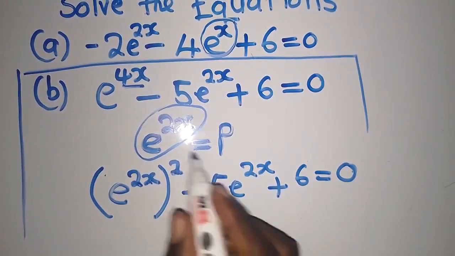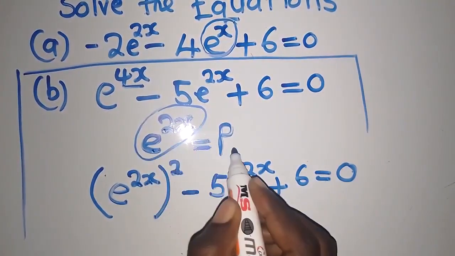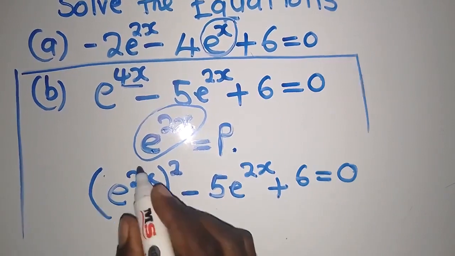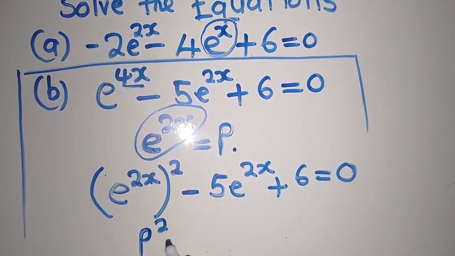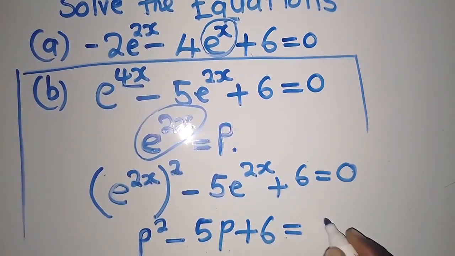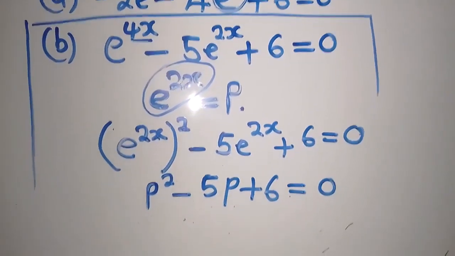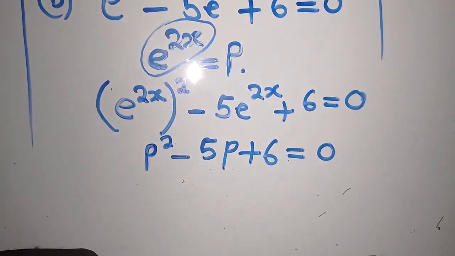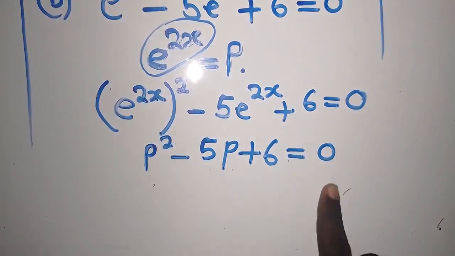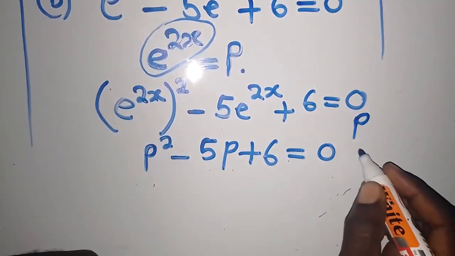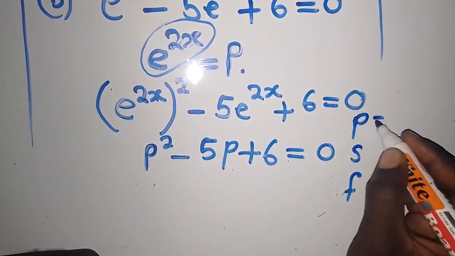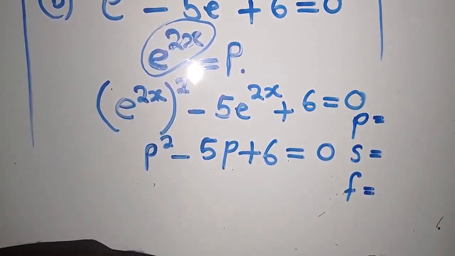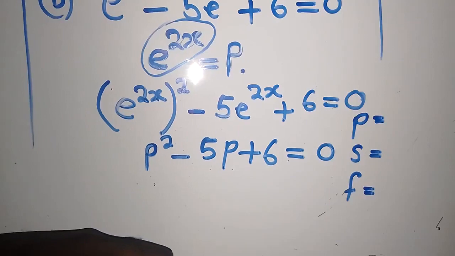So with this now, where e power 2x is p, where there is this, we are going to put p. So we are going to say p power 2 minus 5p plus 6 is equal to 0 like this. This is what you are going to do. So with this now, the way we are going to continue, we've got this. We are going to find the product, the sum, and the factors. These are 3 things that we want to find.